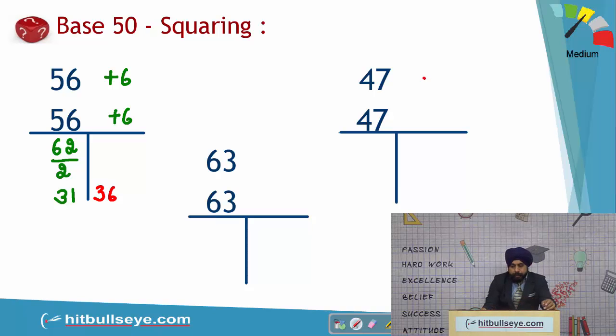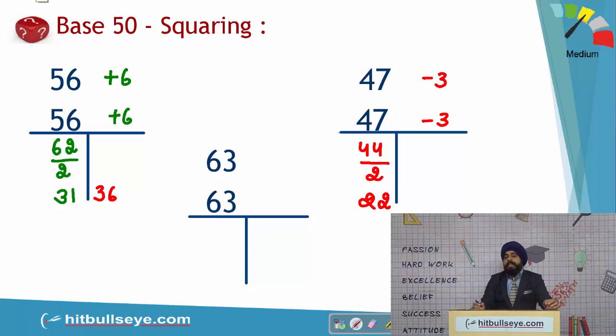Then 47, it is minus 3. Now 47 minus 3 gives us 44, students. We half it, we get 22, and on the right hand side 3 into 3 gives us 9. It's a single digit. We want to write 2 digits because the main base has 2 zeros. It is 100. So we need to write 09 here, students.